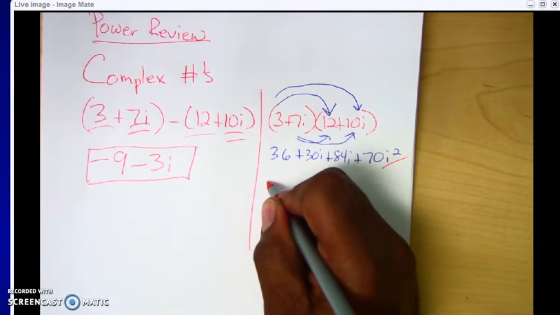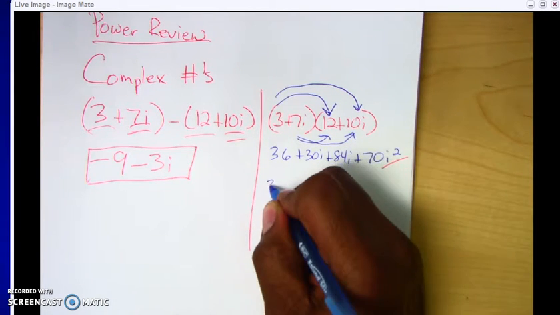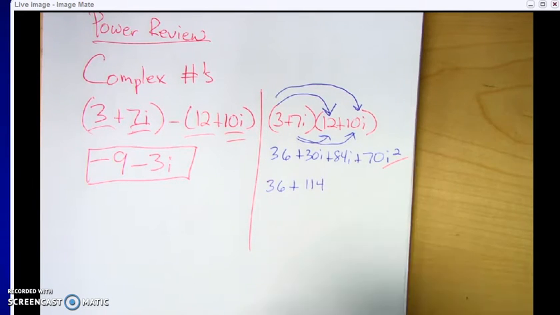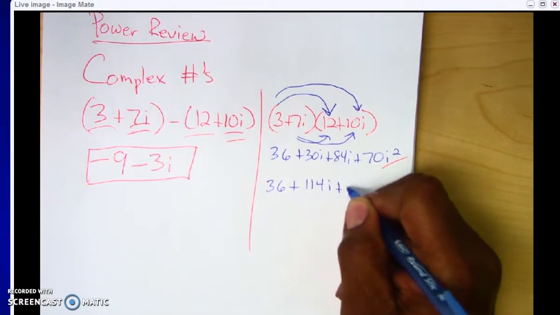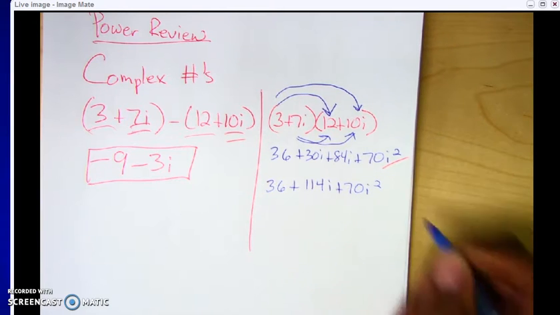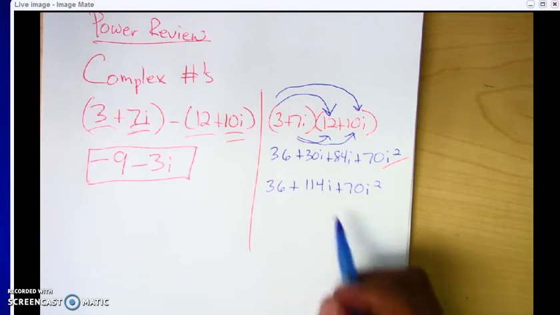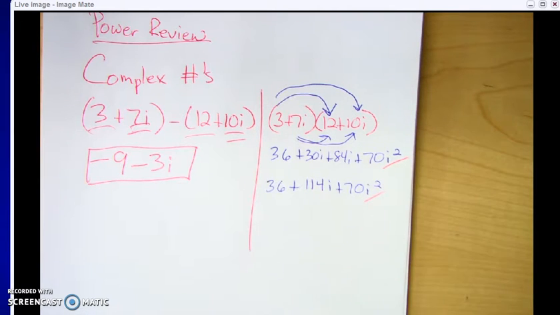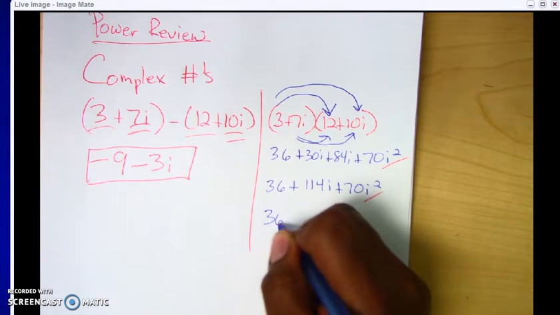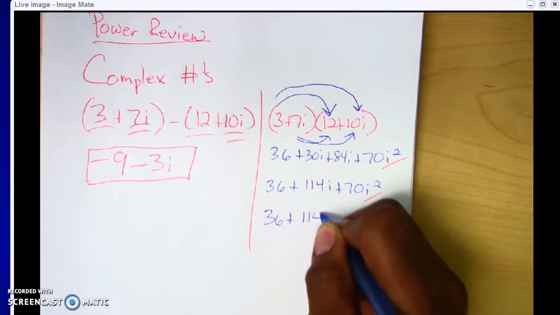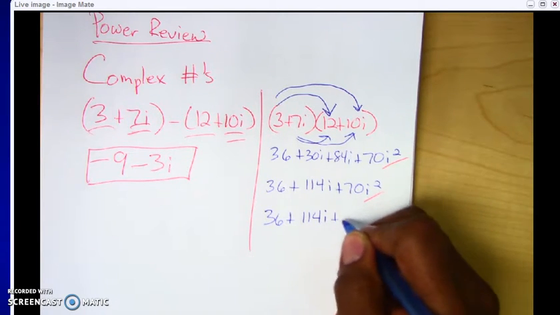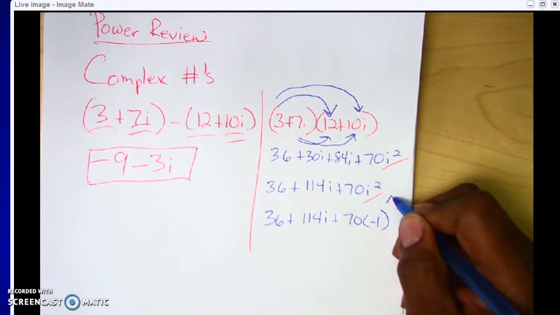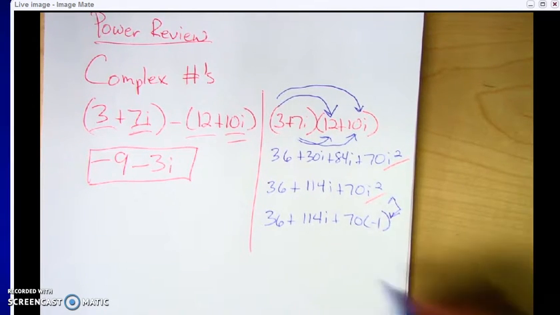So going to the next line, we're going to have 36 plus 114i plus 70i squared. If you pick that answer on test day, you're going to get it wrong because this i squared has to be simplified. So we'll get 36 plus 114i plus 70 times negative 1. i squared is negative 1. You have to do that.